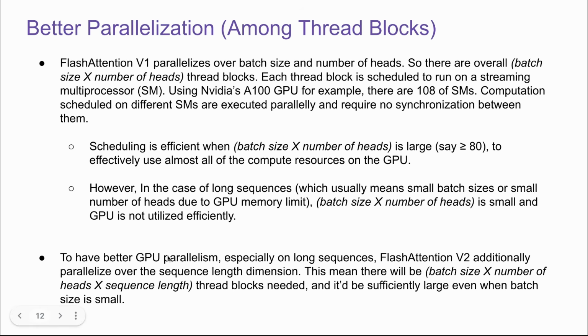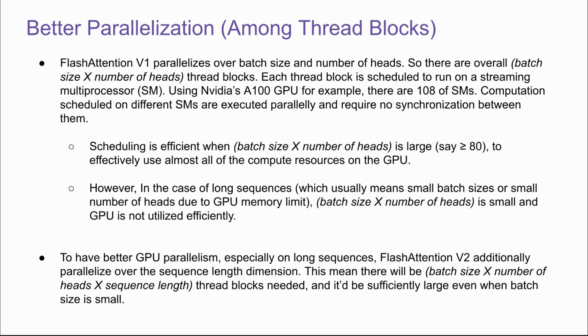To have better GPU parallelism, especially on long sequences, FlashAttention V2 additionally parallelizes over the sequence length dimension. This means there will be batch size multiplied by number of heads multiplied by sequence length thread blocks needed, and it will definitely be sufficiently large even when batch size is small for long sequences.